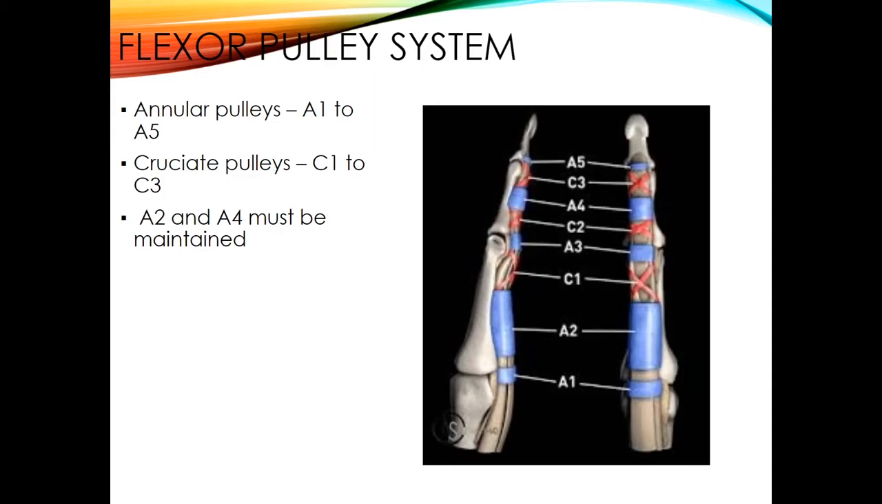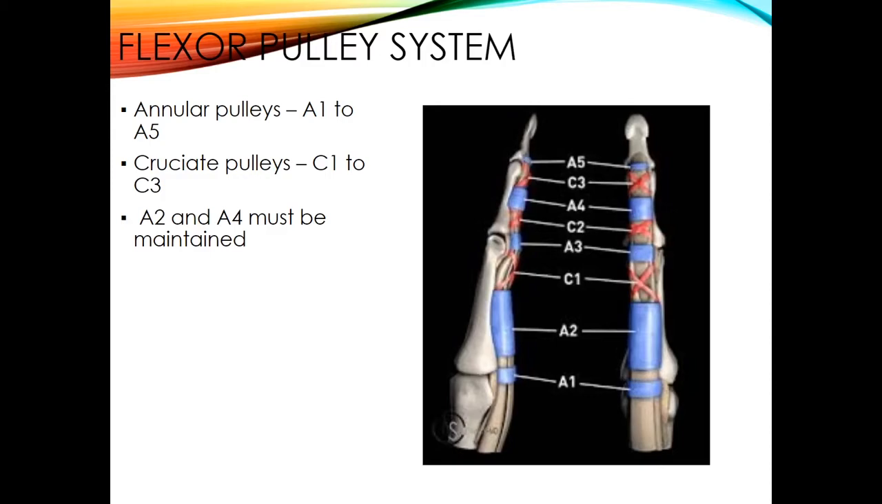It says here A2 and A4 must be maintained, although there is some literature that's come out in the last year or two that shows you really don't need A4 at all, because the middle phalanx is so short that you can't functionally bowstring off of the amount of leverage you get without having an A4 pulley, and you can release up to half of A2.